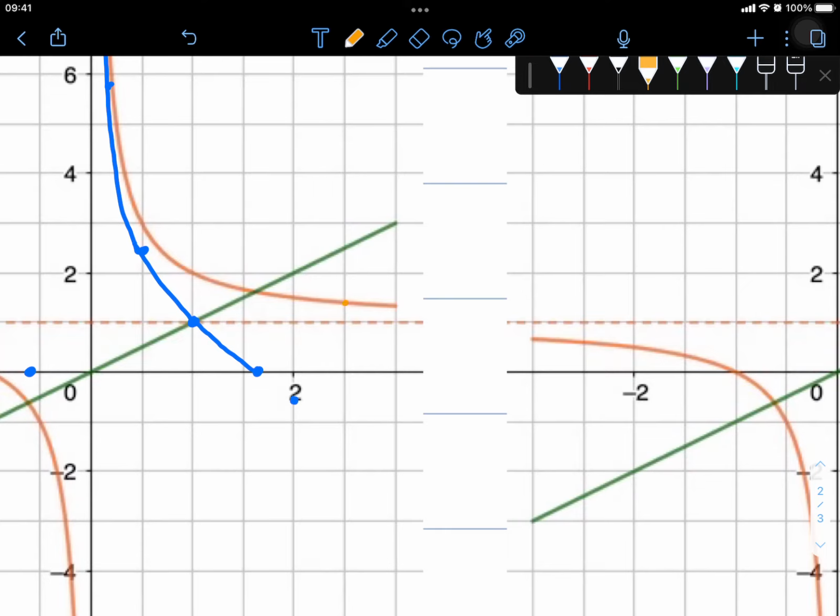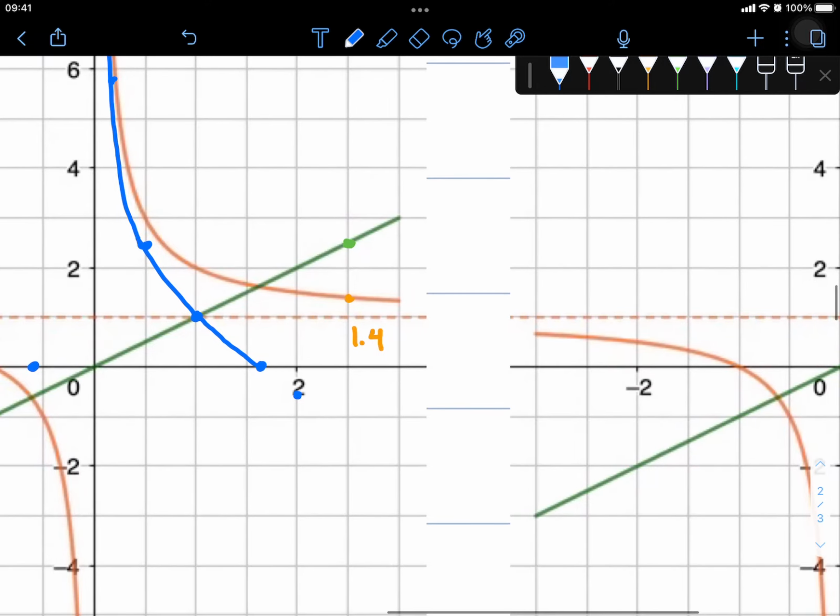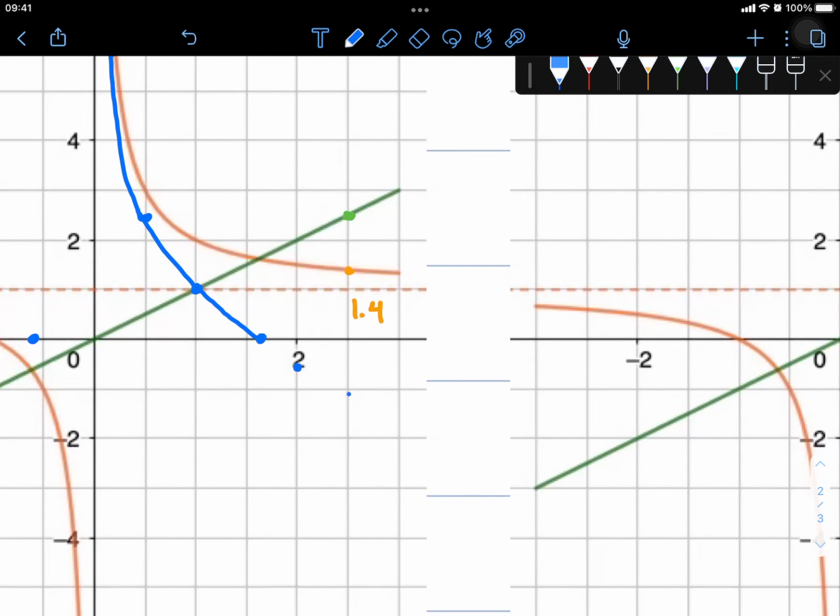This point here is, let's say, from the looks of it, 1.4. And this point on g looks to be about 2.5. 1.4 minus 2.5 is negative 1.1. Negative 1.1 should be about there.